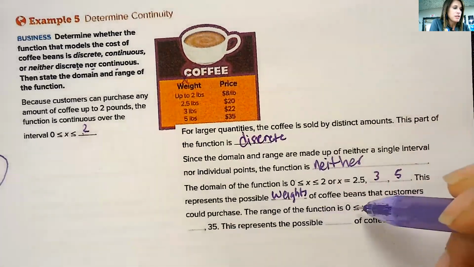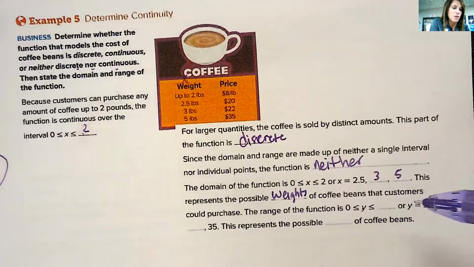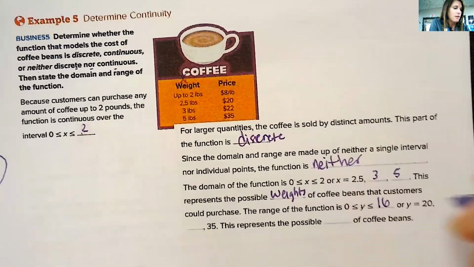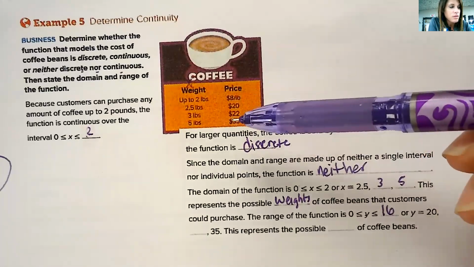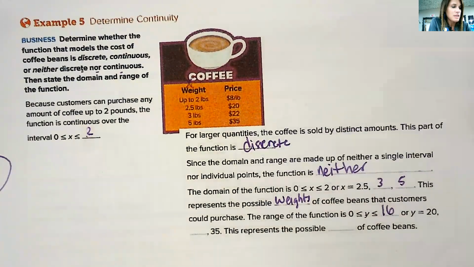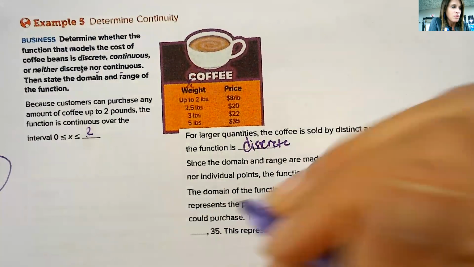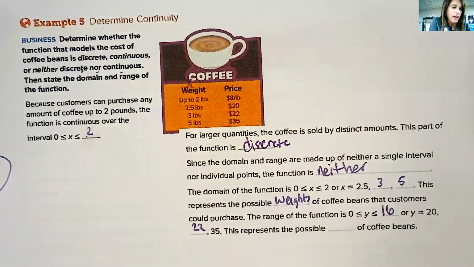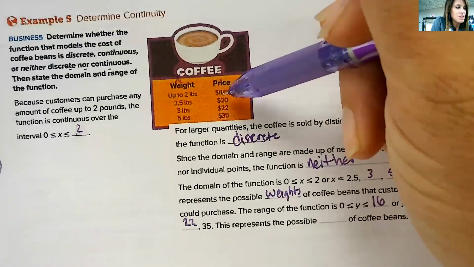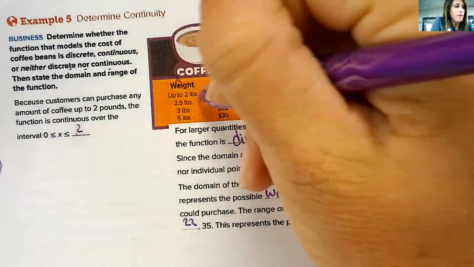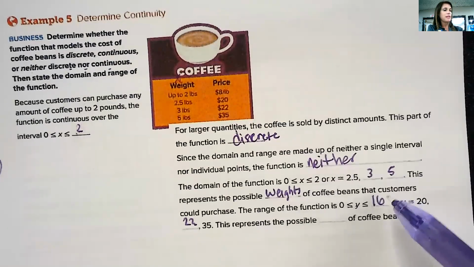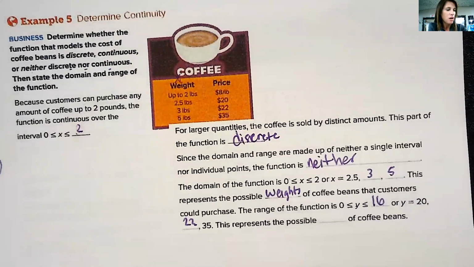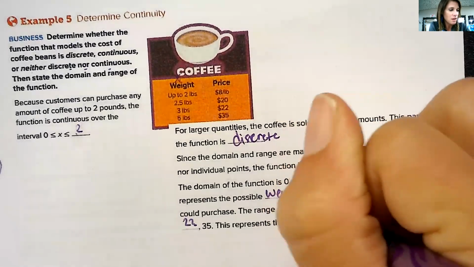The range of the function is 0 is less than or equal to y, which is less than or equal to 16, or y equals 20. Right, you see that? It could be up to 8 pounds. 20, 22, 35 are our prices. So we have 20, 22, or 35. It could go up to 16 because it says $8 per pound up to 2 pounds. So the highest it could be would be 2 pounds, and 2 times 8 is 16. That's how they get that 16. This represents the possible cost of coffee beans.